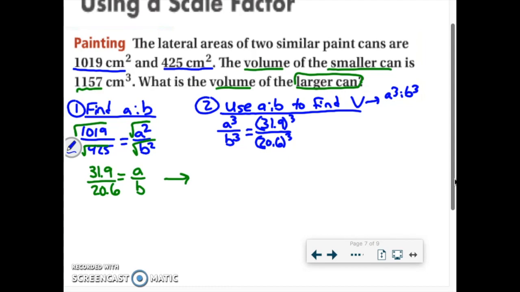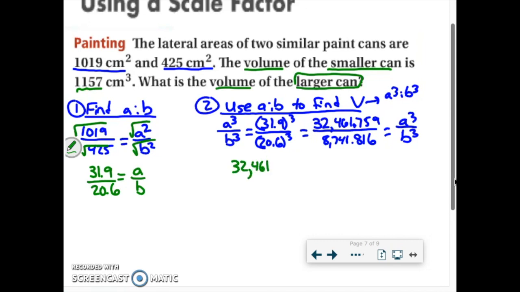All right, so with that, we can get that A cubed to B cubed. So pretty big numbers here, but 31.9 cubed, about 32,461.759 over 8,741.816. So that's our A cubed to B cubed. Now that we have that, we are going to set up our proportion with that. So now we can take what we just found, and then add in what we were given.